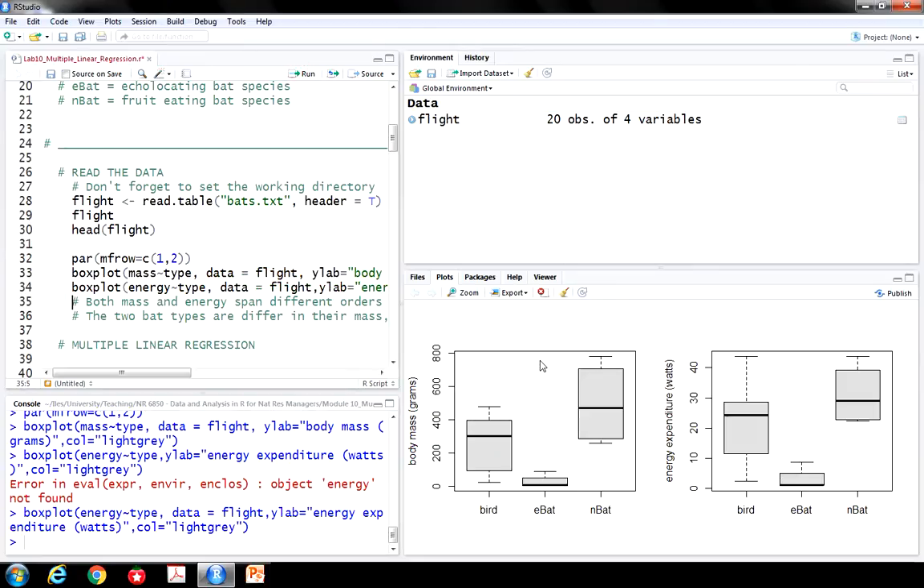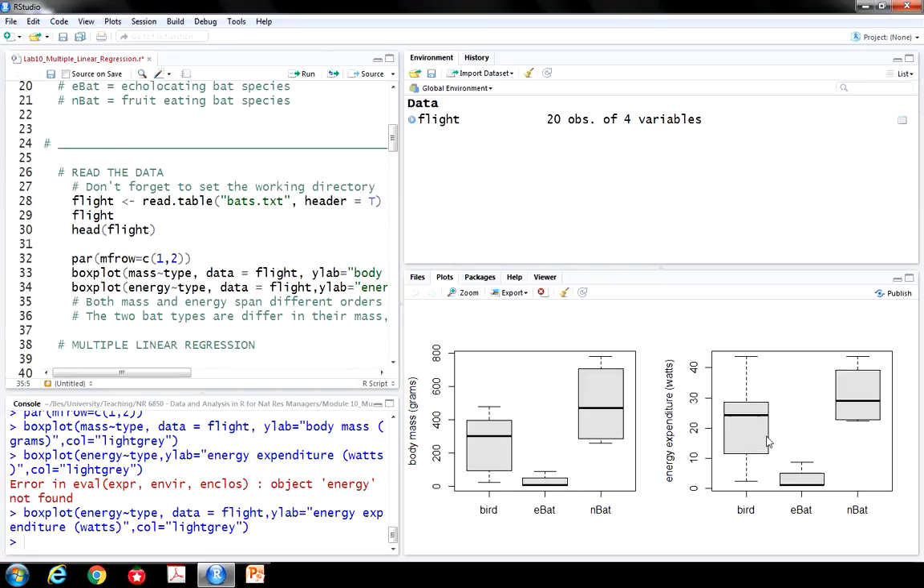Okay, so what I see immediately is pretty striking is that body mass is very different among these 3 different groups of species. So fruit-eating bats, non-echolocating bats, have the highest body mass on average. Echolocating bats tend to be very, very small, and birds are somewhere in the middle. They seem to have very different variances as well.